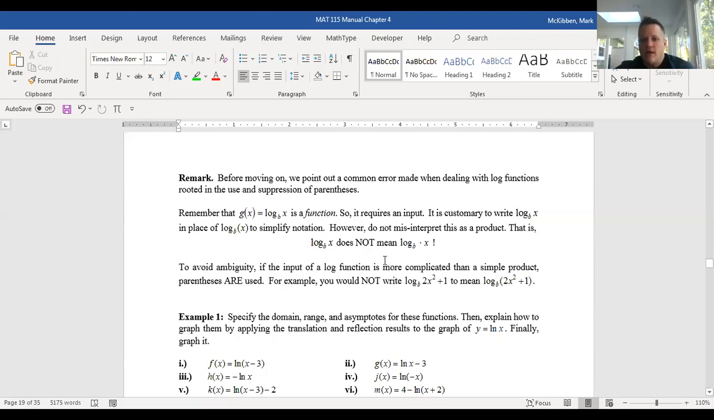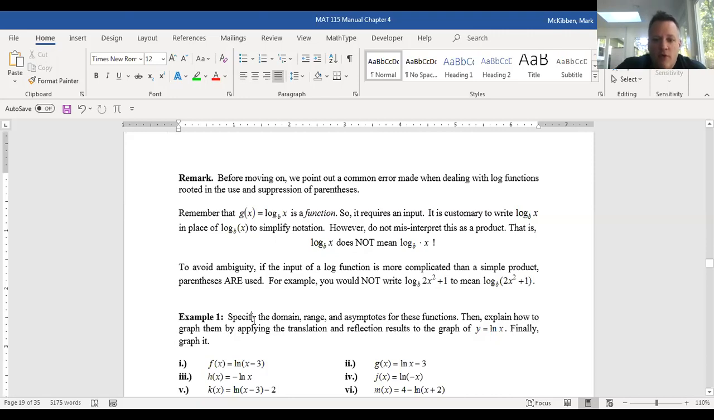So just be careful with the notation here. Whenever the expression I'm taking a log of involves more than just one variable, I'll put parentheses around it. I won't write this, because this would not mean this. I would have to put parentheses around it to make sure that I take the log of the whole thing. Otherwise, it's just the log of the term that is right next to the log, before any plus or minus sign occurs. So just be careful with the notation.